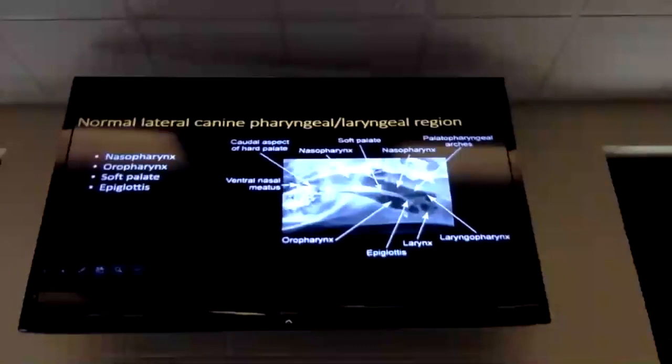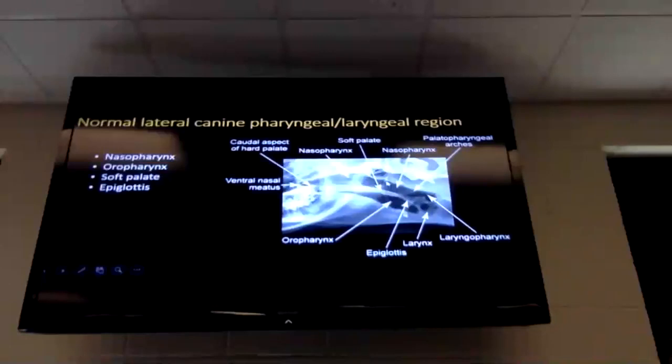Now again, nasal cavity, hard palate, soft palate, and then the structure here, the soft tissue opacity, which is extending cranially from the larynx towards the tip of the soft palate, is epiglottis. Okay, it should not go beyond the extension of the soft palate. It should be right at the tip of the soft palate.